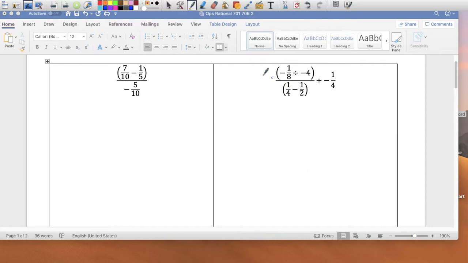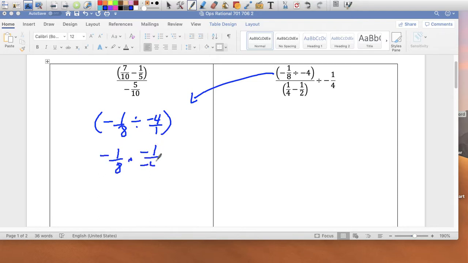We have a lot of things. So let's do this part over here. It's negative 1 over 8 divided, right? Pero, so I'm going to divide by negative 4. I'm going to put this over 1. So it's negative 1 over 8 times 1 over negative 4.